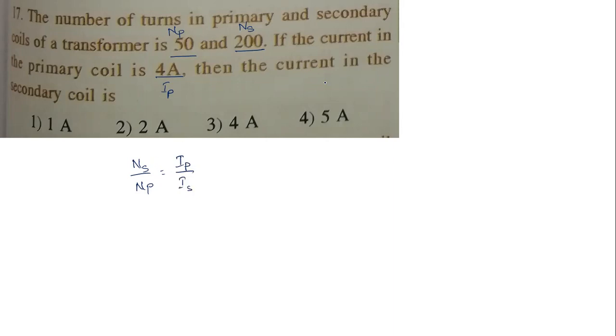We want the current in secondary, IS. Then IS equals NP by NS into IP. NP is 50, NS is 200. What type of transformer is it, step down or step up? Step up transformer. Into IP current, 4 ampere. You cancel, and you get 1 ampere. So the first option is correct. Question 17, answer number 1.